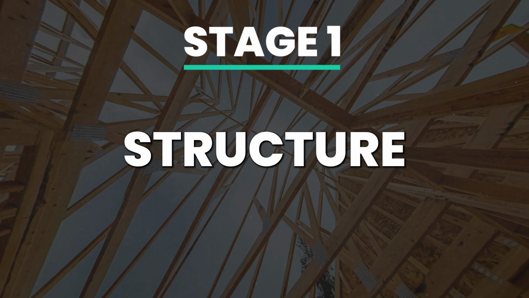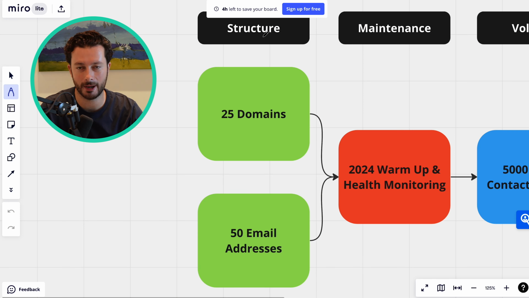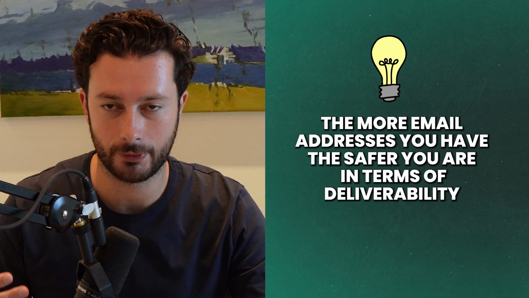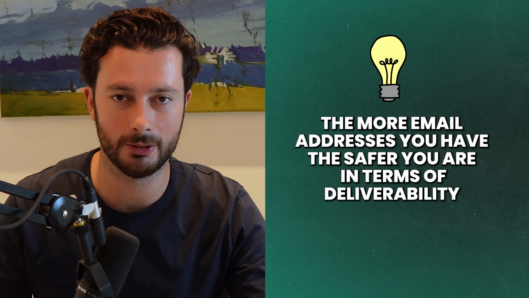So first thing we've got to look at is the structure. The more domains you have, the better your chances of succeeding are. I would recommend a minimum of 25 domains and 2 email addresses per domain. The reason that you're going to have better chances to succeed is for a couple of reasons. So first off, the more email addresses you have, the safer you are in terms of deliverability.